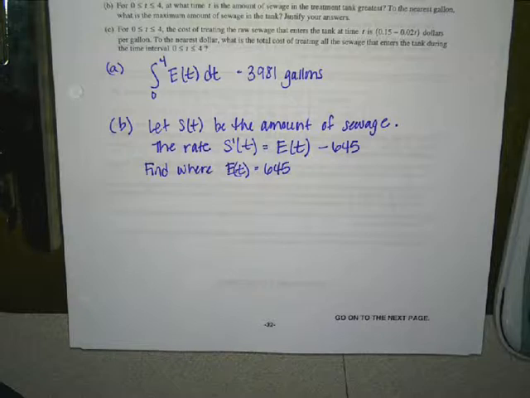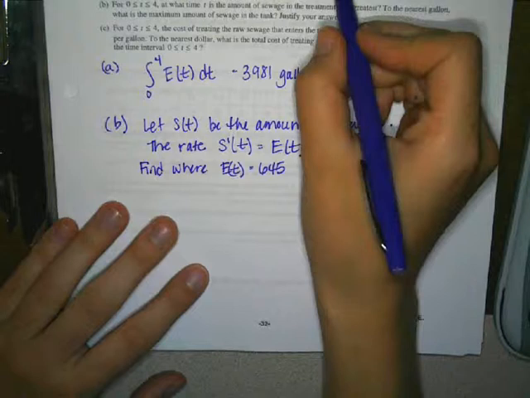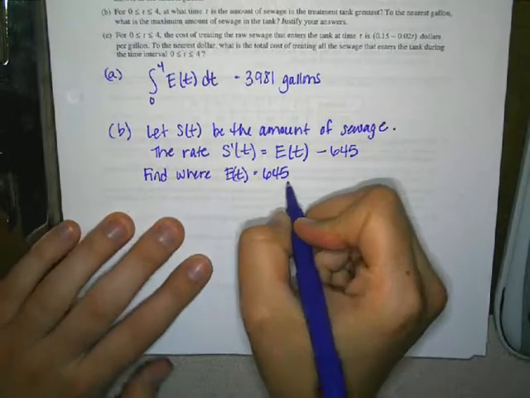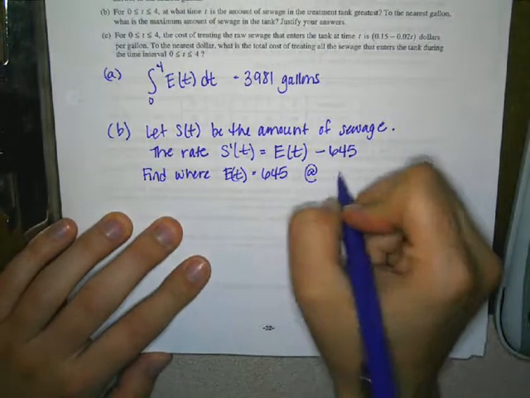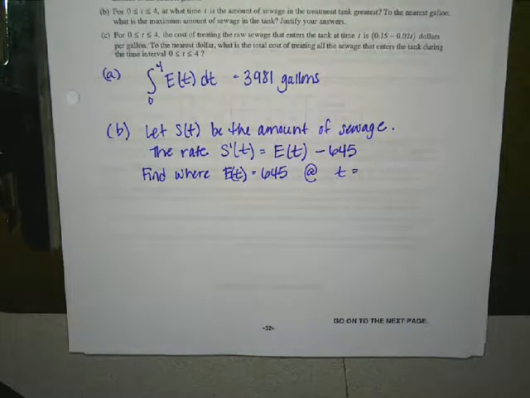Okay. So we're going to take E of t, that function here, and set it equal to 645 and find where that happens. Now, again, this is the calculator portion, so probably what we're going to do is graph E of t and graph the line 645 and see where they intersect.